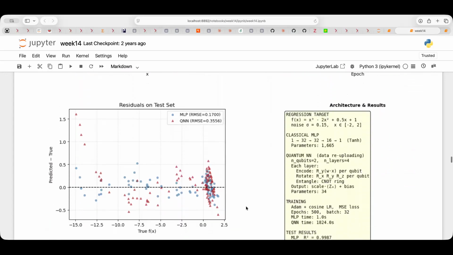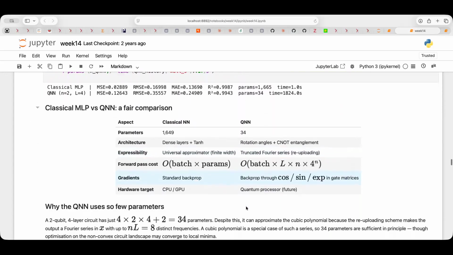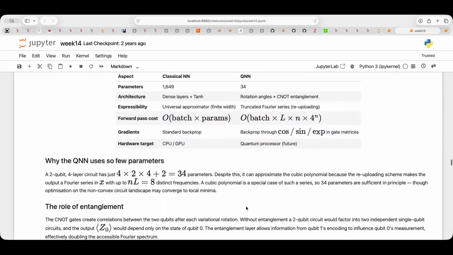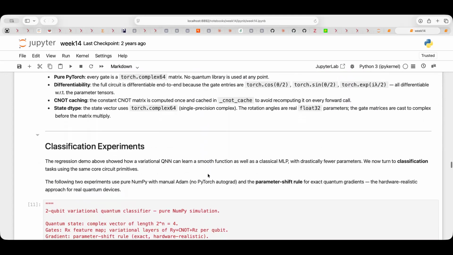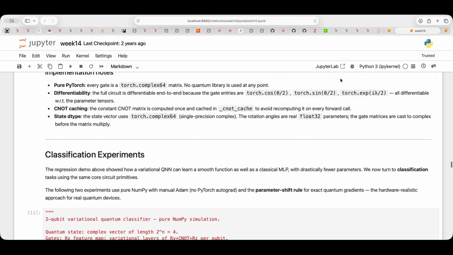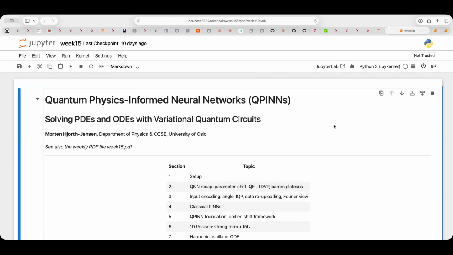If you scroll down here, you will also find a classifier, which comes down here. So there's a classification experiment where we are looking at a binary classification problem. This is pretty similar, and you will get much of the same results. But the one which I wanted to say a little bit more about now is actually the one from last week, where we actually looked at the solution of partial differential equations with, again, variational quantum circuits.